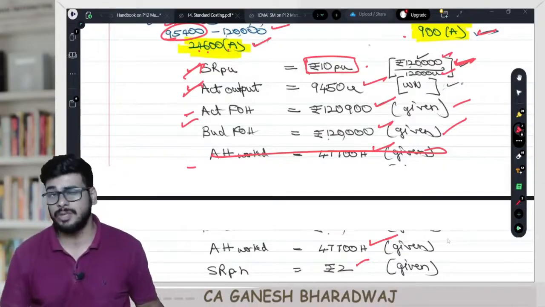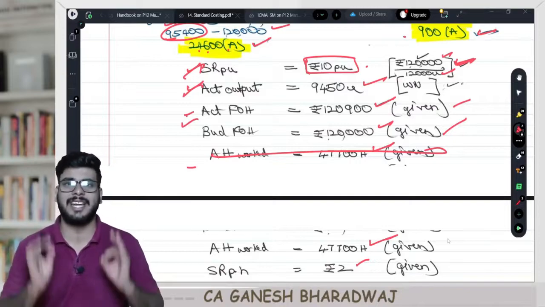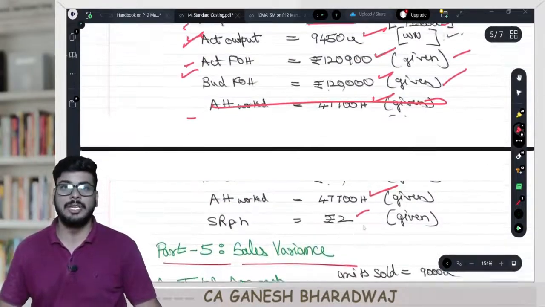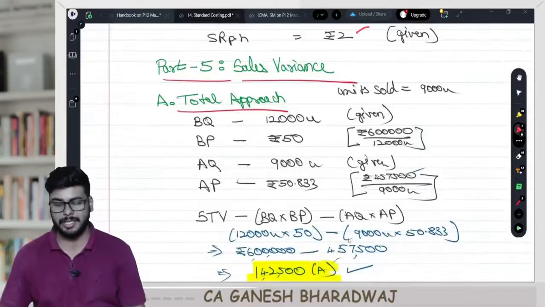Now tell me guys, how is standard costing difficult? How is standard costing difficult? It is as simple as that, and it's very, very logical. Clear with this, guys? And that's about this particular segment of fixed overhead variances. Now, let's move on to the next part, which is sales variances.